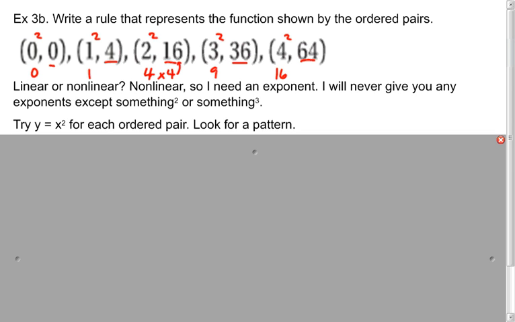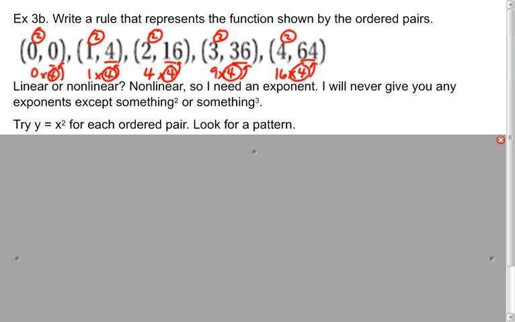That'll give me 16. What if I multiply 9 times 4? Ooh, it gives me 36. What if I do 16 times 4? That's equal to 64. 1 times 4 is 4. 0 times 4 is 0. So I've done two things to my x value. I've squared it. I've squared all of my x values. And I've multiplied all of them by 4.